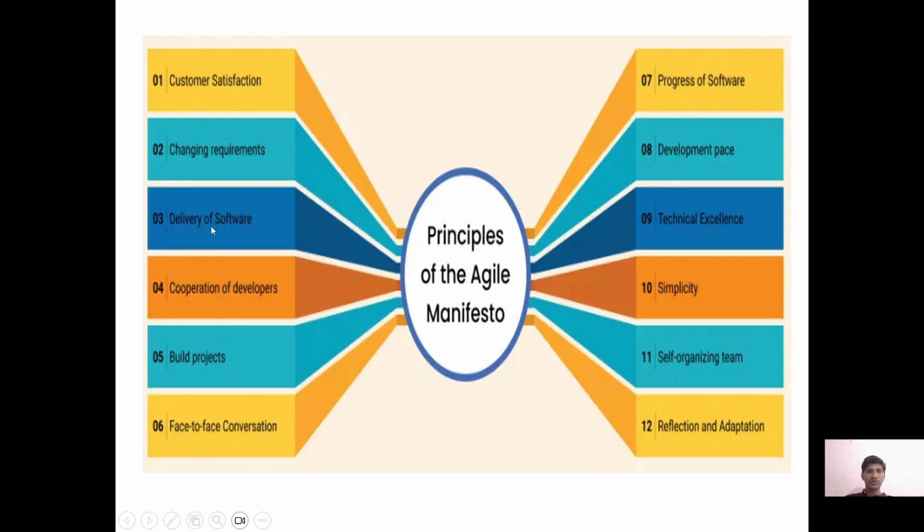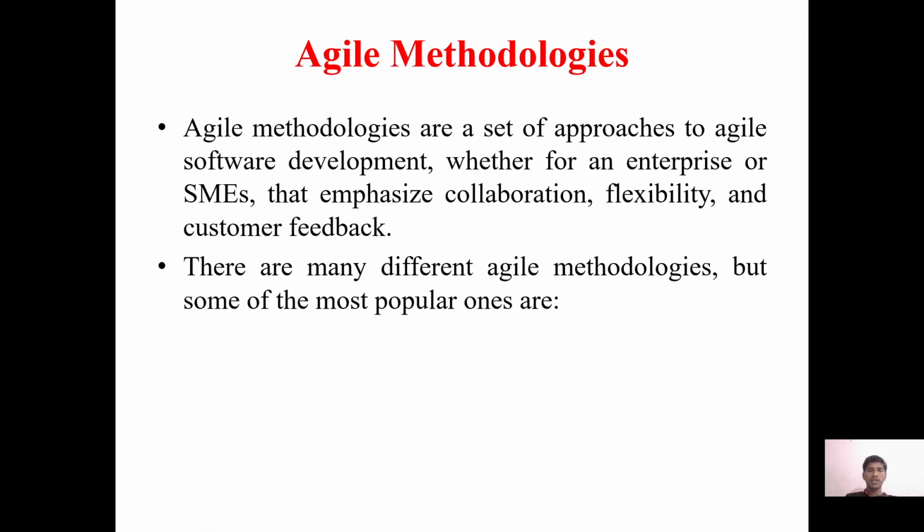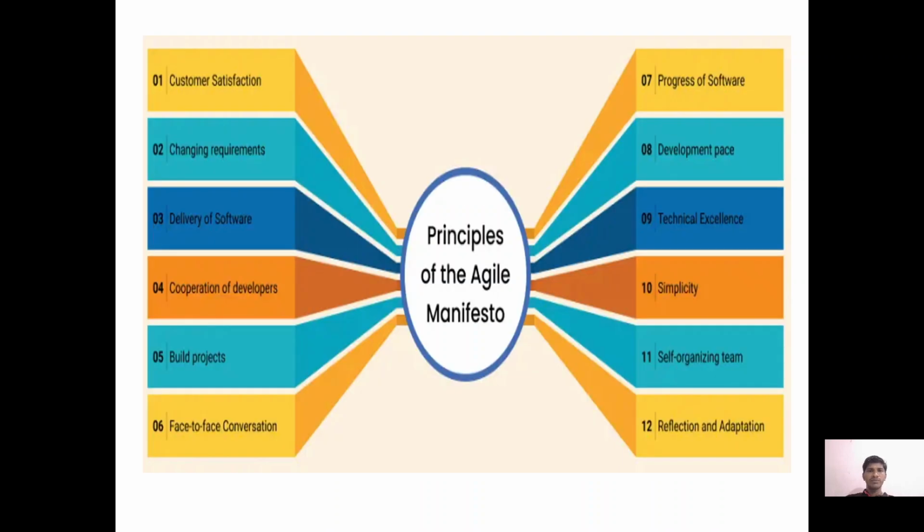Next is development and delivery of software. Delivery of the software must be within the schedule set by the customer. Then cooperation of the developers. There must be cooperation among the team which is developing the software. Next is building a project. Building a project is also an important principle in terms of agile methodology. Next, face-to-face conversation between the team members must be there for software development.